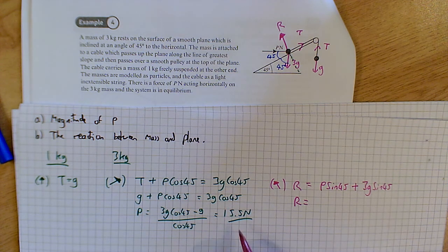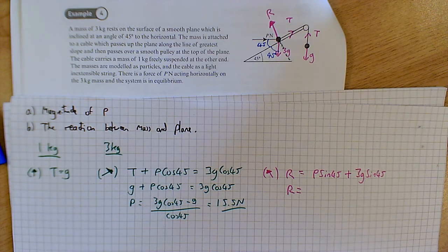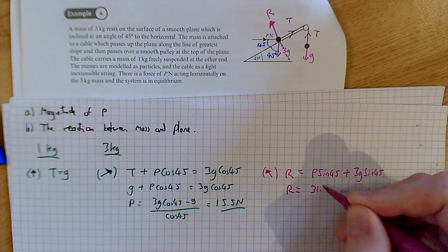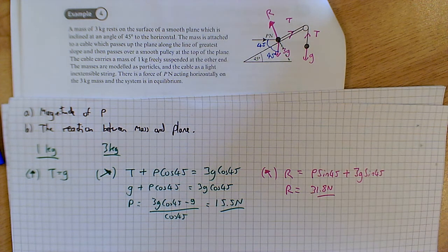Right, we know what P is though, it's 15.5. I will use full calculator accuracy though when calculating that to work out my R value. So P times sine 45 plus 3 times 9.8 times sine 45. This is 31.8 newtons to 3 significant figures. Okay, and that's R and P.